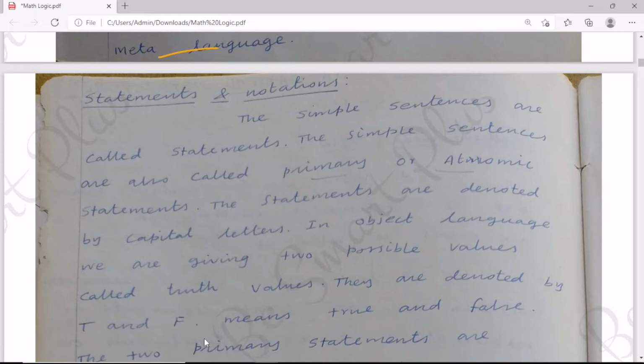Now, let me see what are the statements and notations. The simple sentences are called statements. That is, the simple sentences are also called primary or atomic statements. The statements are denoted by capital letters like P, Q, R. In object language, we are giving two possible values called truth values. They are denoted by either T or F, which means true or false. T means true, F means false.